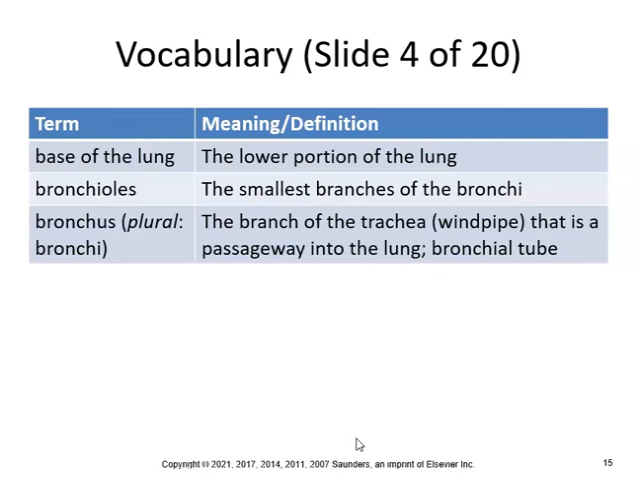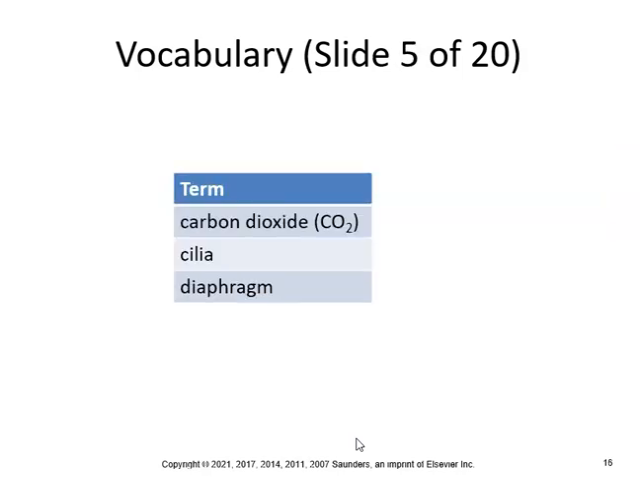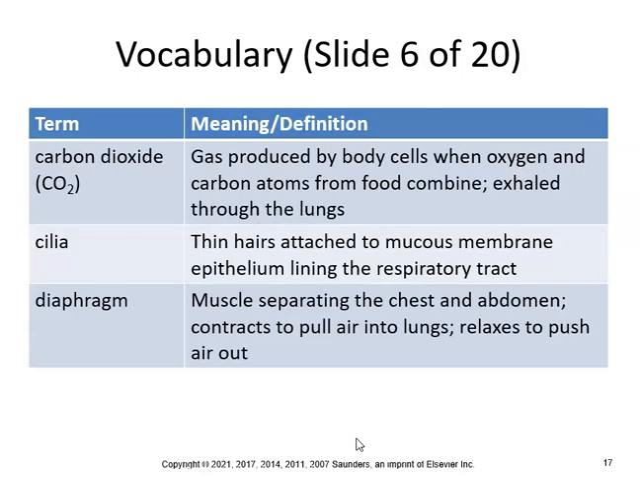Bronchioles, the smallest branches of bronchi. Bronchus, the branch of trachea, windpipe, that is passageway to the lung. Carbon dioxide, cilia, diaphragm. Carbon dioxide, gas produced by body cells when oxygen and carbon atoms from food combine, exhaled through the lungs.